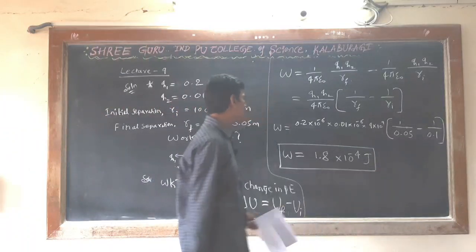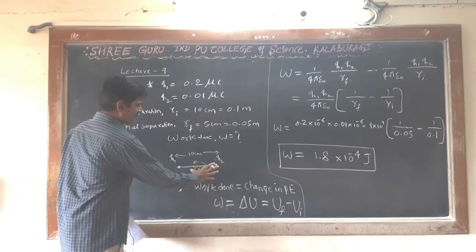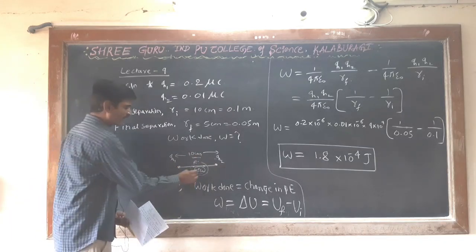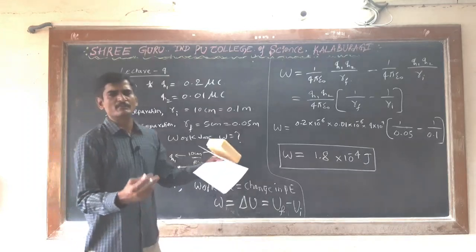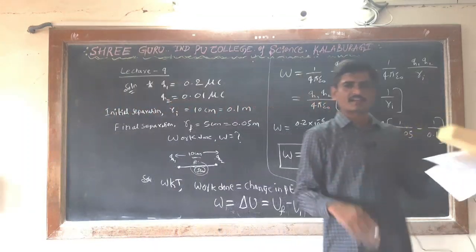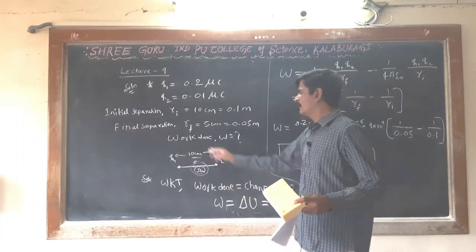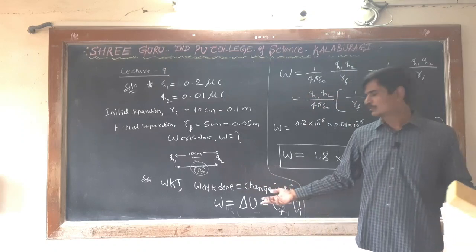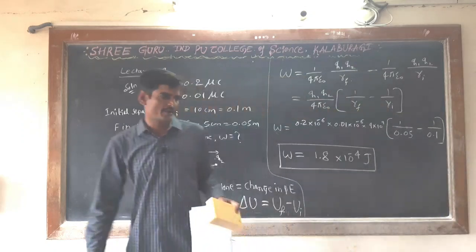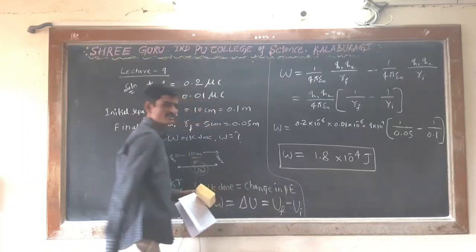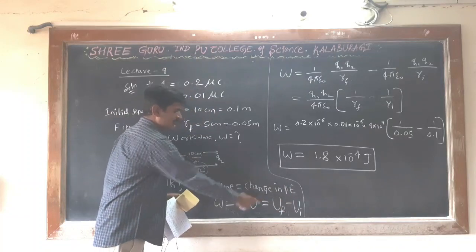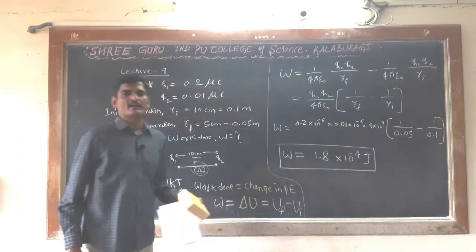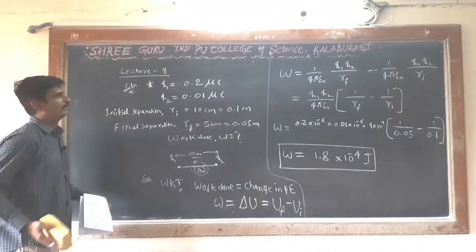Understand? The question is, initially the charges are at a separation of 10 centimeter. Later on they have to be brought to a separation of 5 centimeter by doing an external work. And that external work we have to find, and we know that work done is equal to change in potential energy. So W is equal to delta U, and delta U is UF minus UI, and after substituting the values and simplifying, you will get the answer. Understood? Okay.